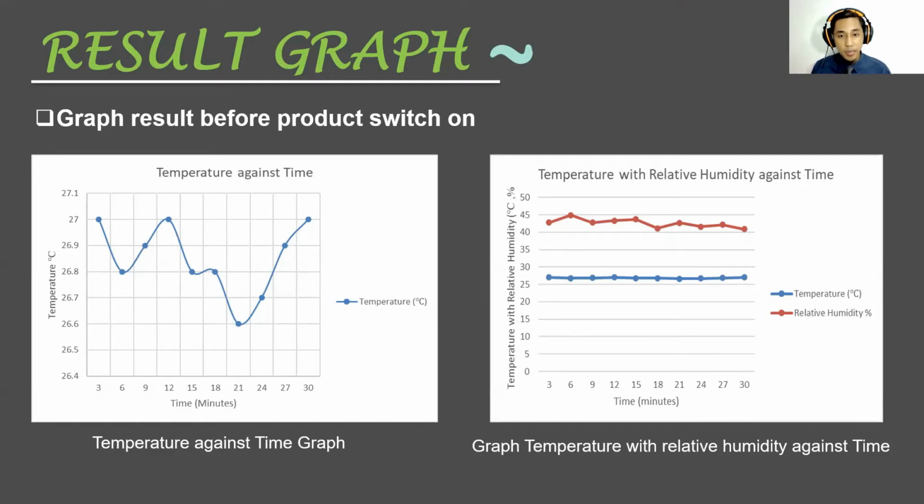In the early 3 minutes, the temperature before the product is switched on is 27 degrees Celsius, while the relative humidity is 42.8%. After 50 minutes have passed, the temperature result is 26.8, while the relative humidity is 43.7. From this, we can see that there is a change in temperature and relative humidity.